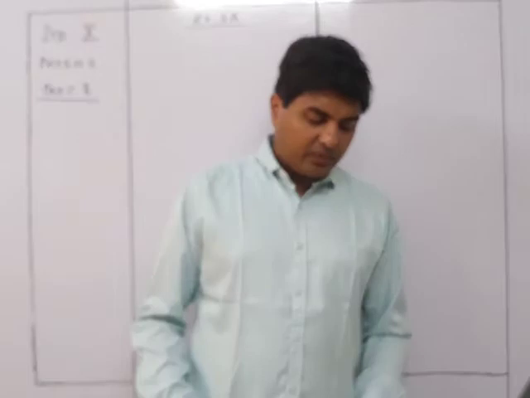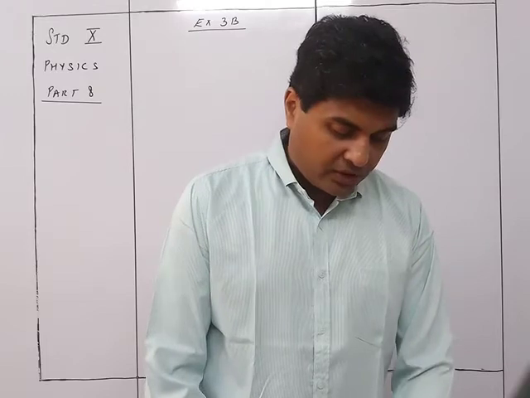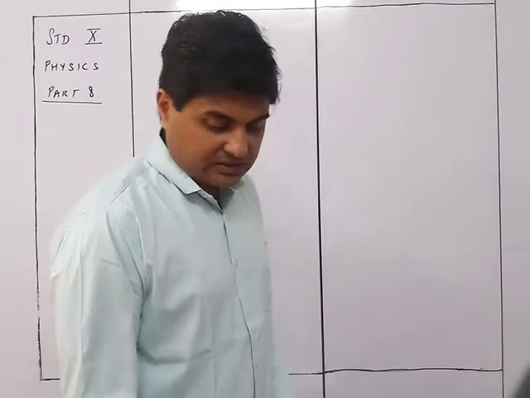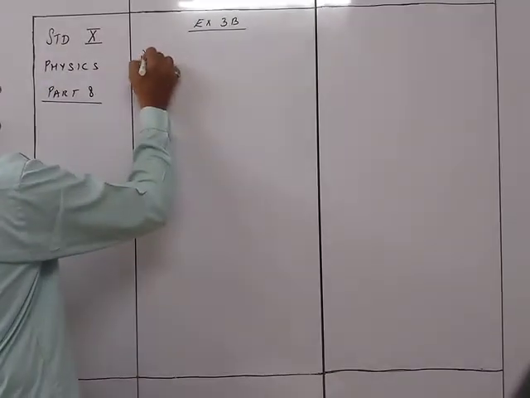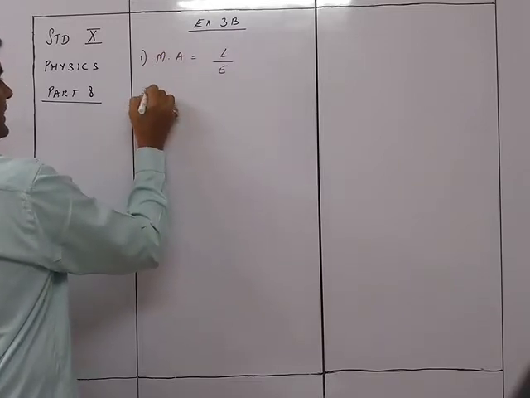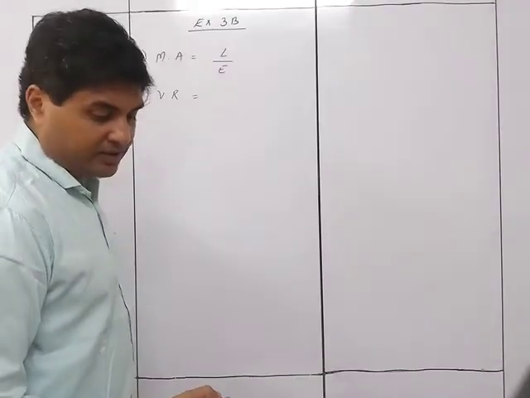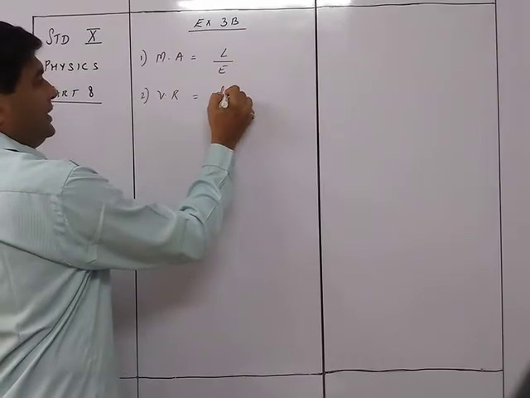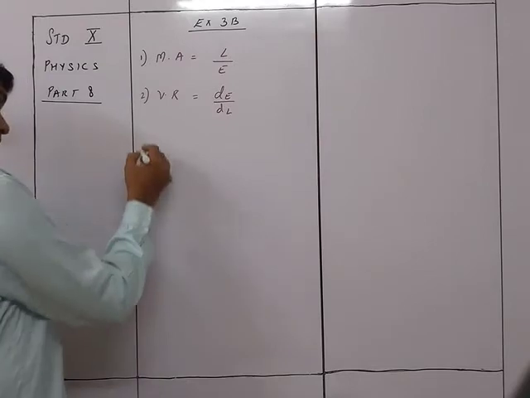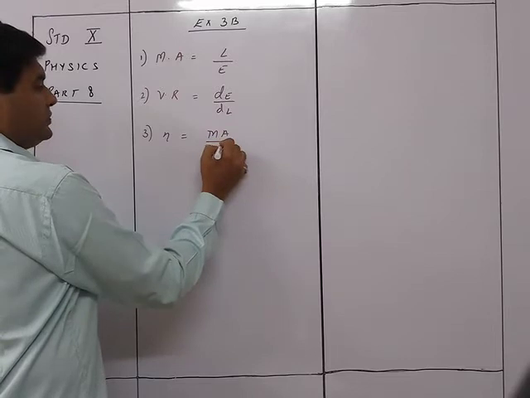Before we start, we should go through the different formulas which will be required for the pulley. So the first one is mechanical advantage is equal to load upon effort. The second will be velocity ratio, just for a normal pulley. Velocity ratio will be equal to dE upon dL, that is distance moved by the effort upon distance moved by the load. Then we have efficiency is equal to MA upon VR, that is for a normal pulley.